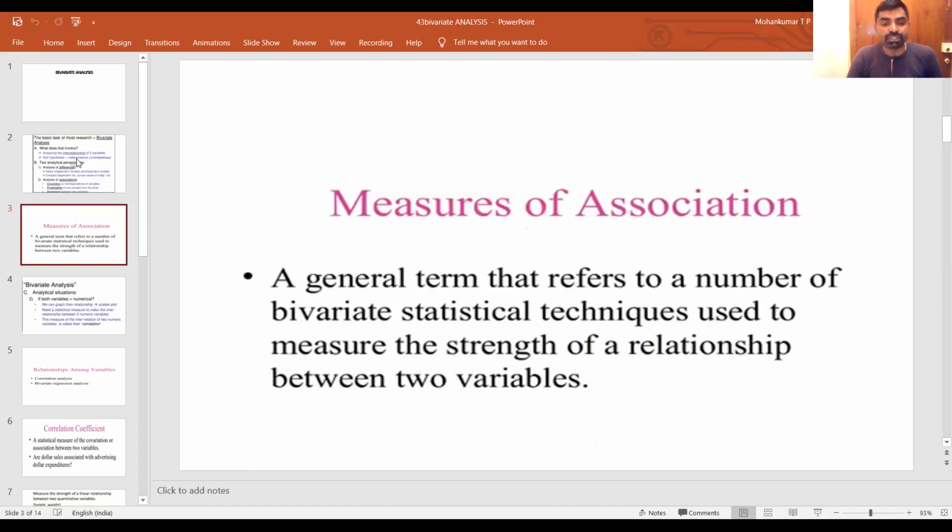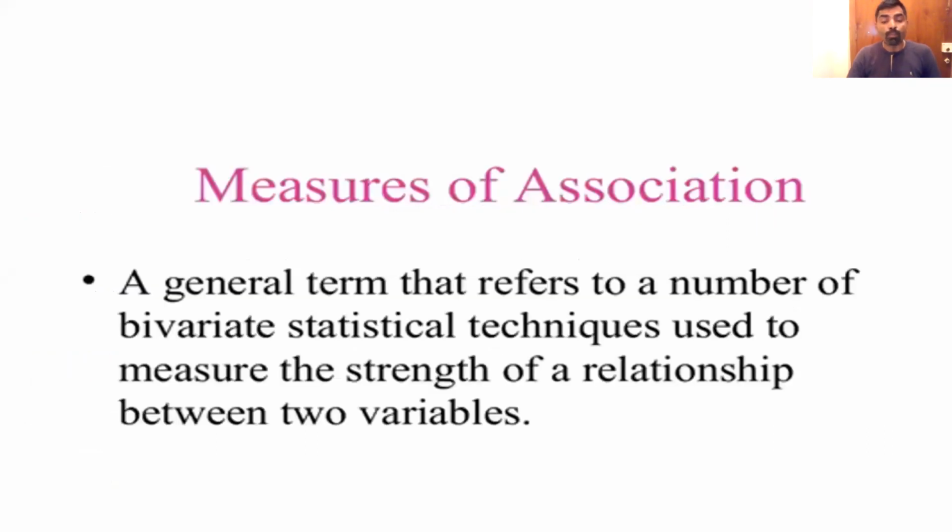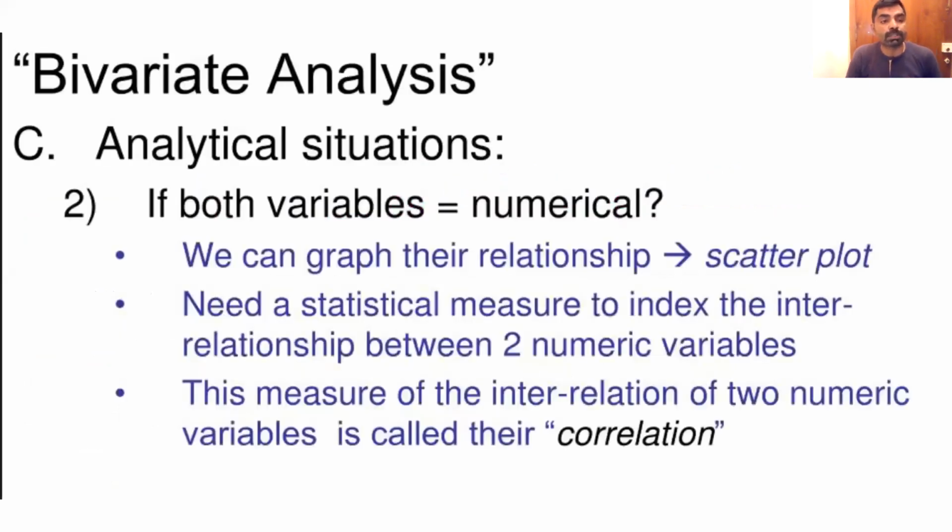Then measures of association, a general term that refers to a number of bivariate statistical techniques used to measure the strength of the relationship between two variables. Among the two variables, is there any strength of relationship? Strong relation, weak relation, or no relation? You need to check that with the help of a statistical tool.